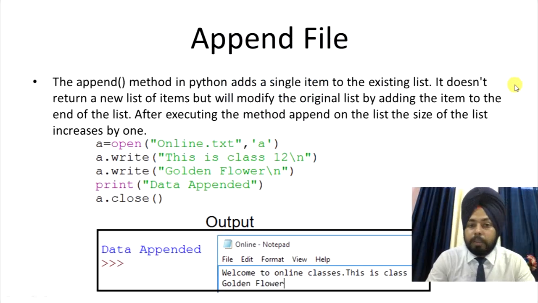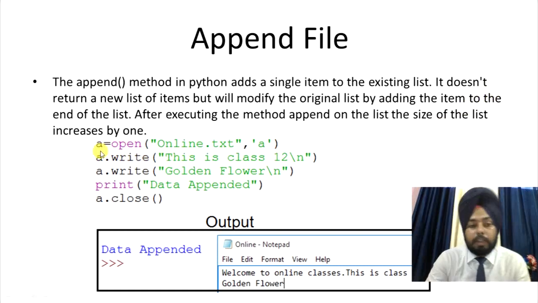The append method in Python adds a single item to the existing list. It doesn't return a new list of items but will modify the original list by adding the item to the end of the list. After executing the method append on the list, the size of the list increases by 1. To append a file, or append the data in a file, the syntax is written here.